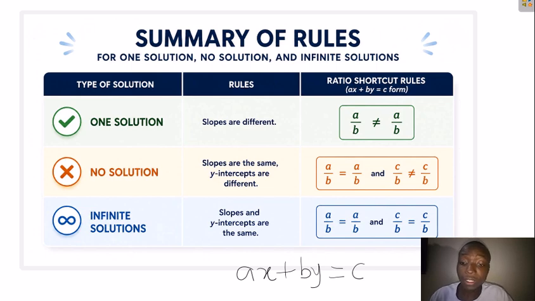For the third case, where you have infinitely many solutions, you find that both the slopes and the y-intercepts are the same. So you have a over b equals a over b and c over b equals c over b. This is all you need to know to be able to determine if a system of equations has just one solution, no solution at all, or infinitely many solutions. So let's go back to that question and apply this rule.